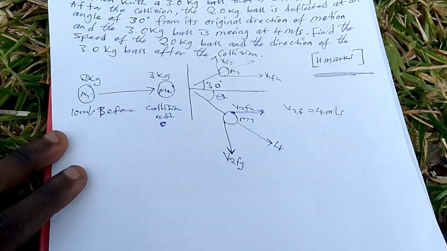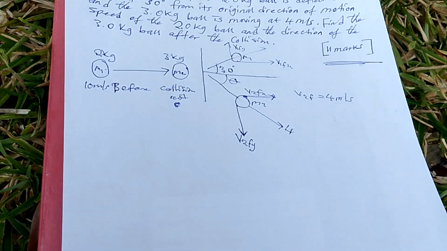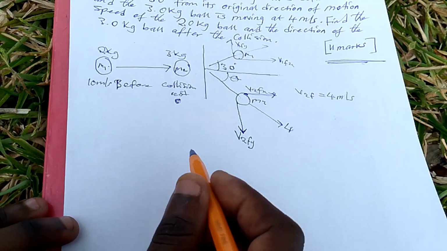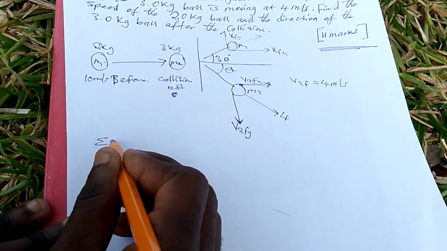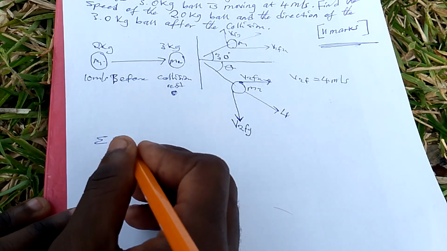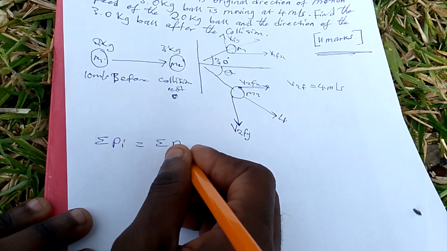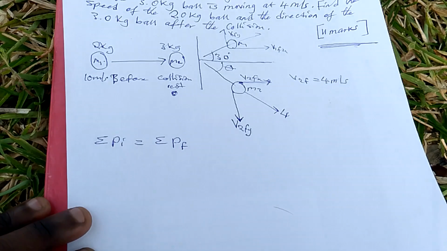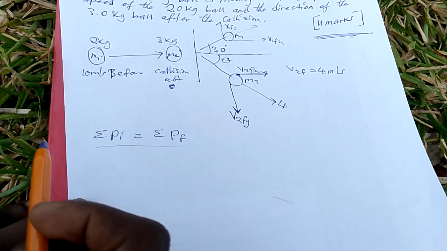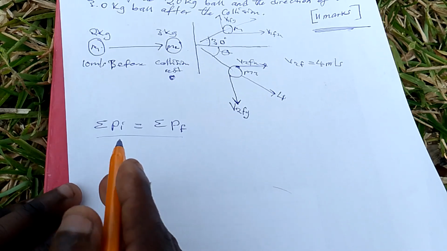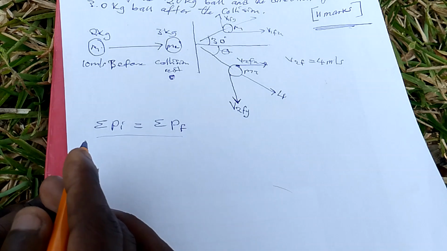After having this information, it's important to remember the law of conservation of linear momentum. We are going to have the summation of momentum before collision equals the summation of momentum after collision. This is the law that we are going to use to solve this question. So we are going to write this law, and then we see what we can do from there.